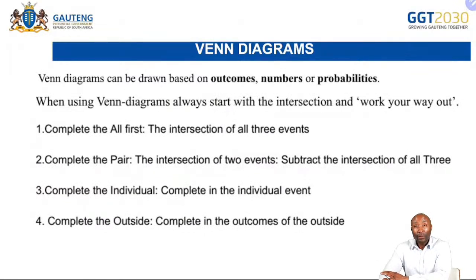You complete the intersection first. If we have an intersection, this will actually apply mostly when we have three events. Start with the intersection of the three events and work your way out. Now, here is an example, but in the interest of time, I know you have already covered this.